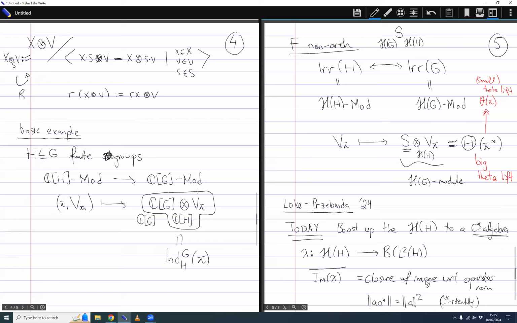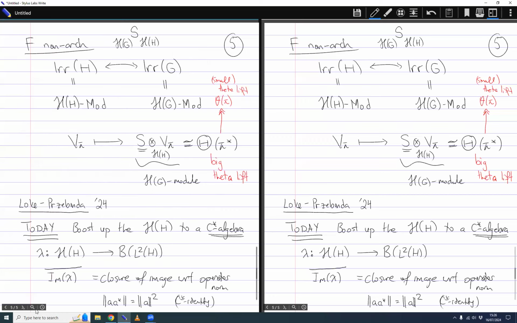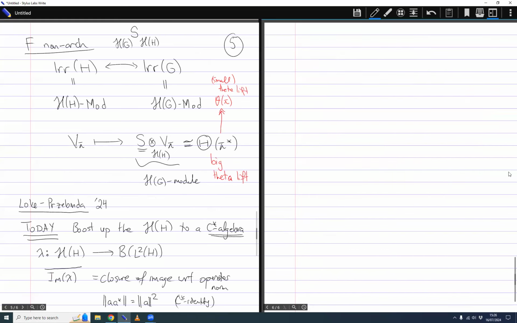So I'm taking a certain completion of the Hecke algebra. And it turns out that when you do this, you land in the world of C-star algebras, which is great. C-star algebras are very nice objects. But when you enlarge the Hecke algebra, there's a price to pay. Remember that the Hecke algebra was seeing all the admissible representations; the admissible dual was controlled by the Hecke algebra. When you boost it up to this closure, which I didn't give a name yet, the name is the so-called reduced C-star algebra of H.